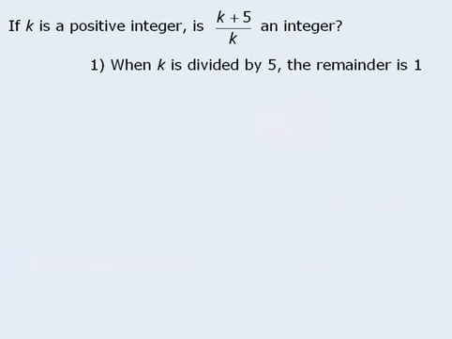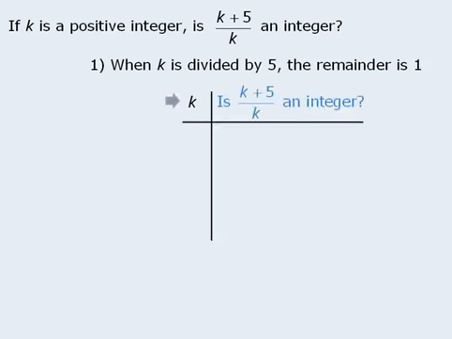In this question, we are told that k is a positive integer, and we want to determine whether k plus 5 over k is an integer. While we could spend some time rephrasing the target question, I want to jump straight into examining the statement because this is an area where students often experience difficulties. The statement says that when k is divided by 5, the remainder is 1. So what are some possible values for k?